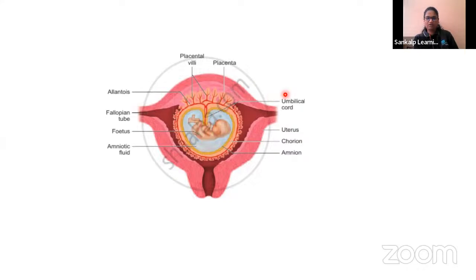Umbilical cord. Between placenta and uterus, what is there? Umbilical cord. So they asked amniotic fluid, allantois, but the right answer is here, umbilical cord. Okay, so let us proceed to the next question.